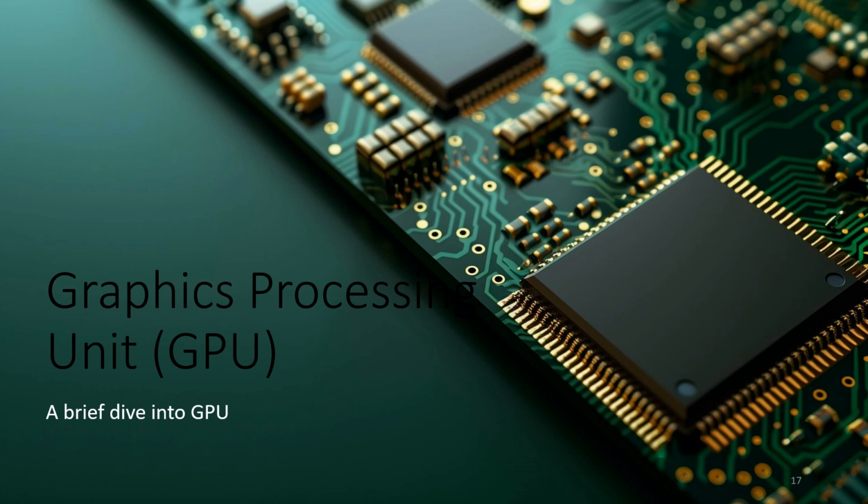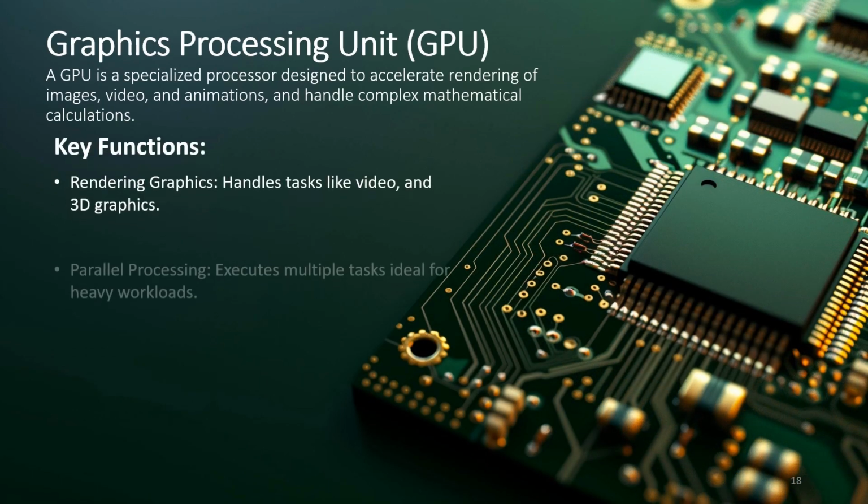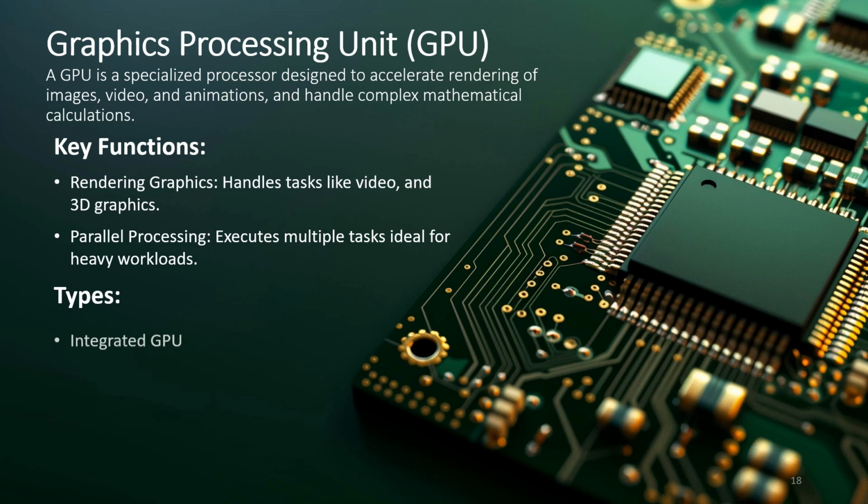The graphical processing unit. Let's take a brief dive into the internals of the graphical processing unit. The graphical processing unit is a specialized processor designed to accelerate rendering of images, video, and animations, and it also handles complex mathematical calculations. Its key functions are that it can render videos and 3D graphics. It is also very helpful in gaming for providing better and higher FPS, frames per second.